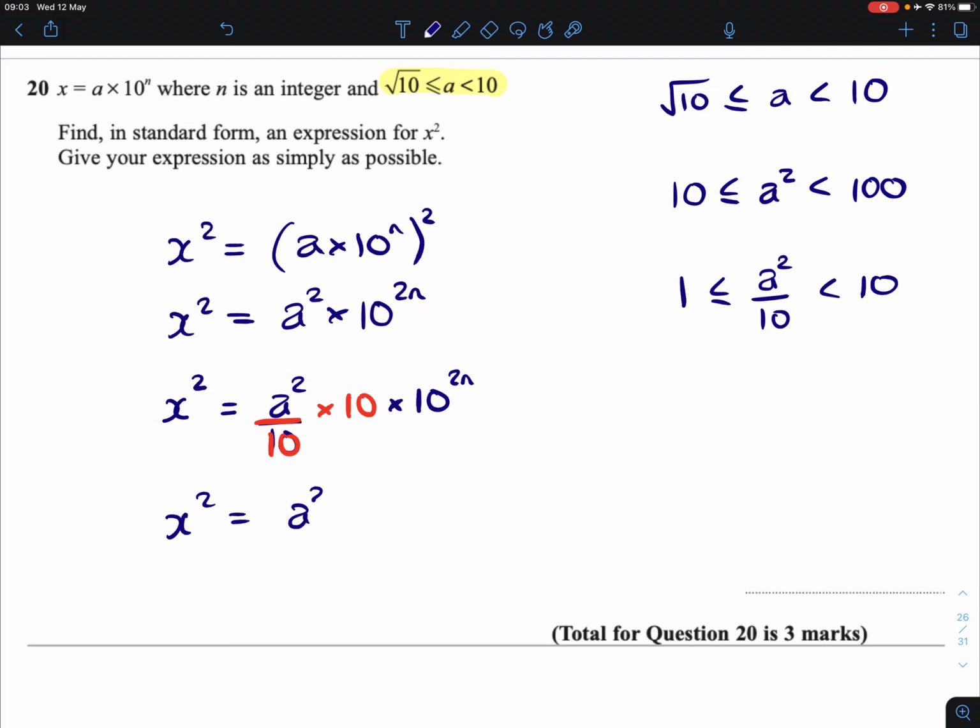And then what's left over, that times 10 here, mixes with the other one. 10 to the power of 1 times 10 to the power of 2n. Multiplying the same bases, we add their powers. So we end up with the following. So another way of looking at it is that we divide this by 10 and then this gains a 10. So our final answer in standard form is that.